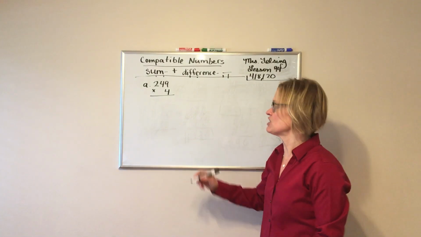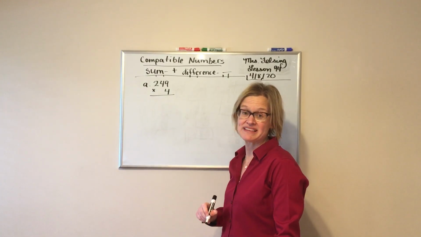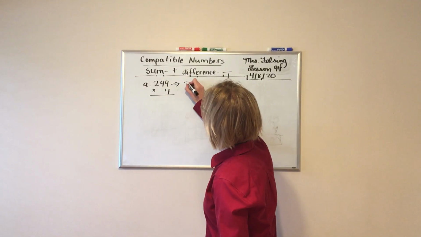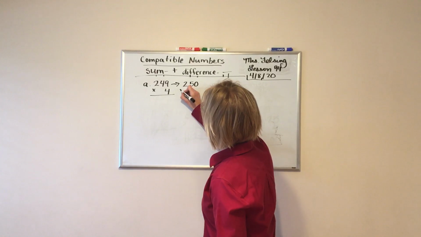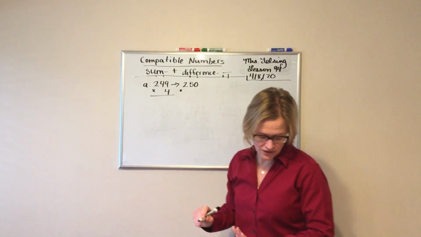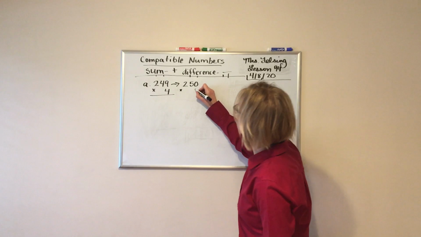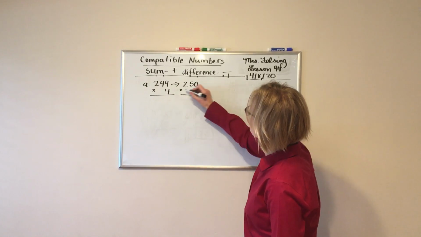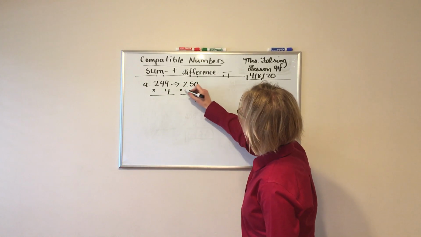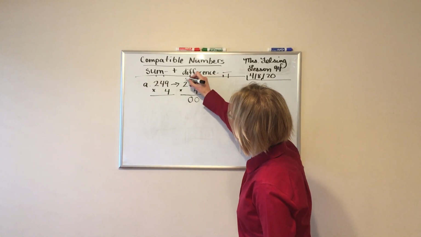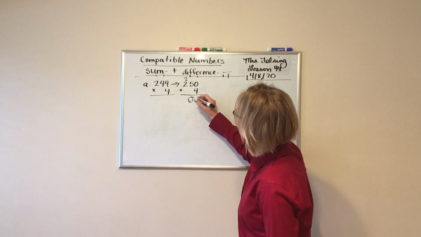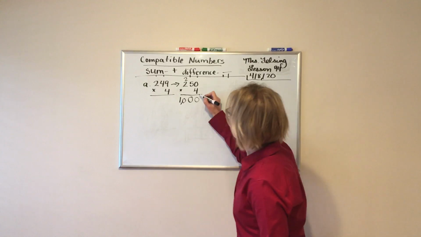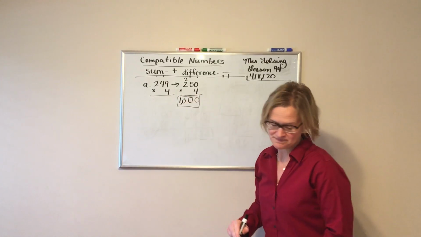Well, what can we change 249 to that would make things easier? Right away, I think, and you're going to write this down, 250, and we can leave the 4 as is. Just leave it alone, times 4. And then we're going to multiply. 0 times 4 is 0. 5 times 4 is 20. Put the 0. Carry the 2. 2 times 4 is 8. Plus 2 is 10, so 1,000. And that would be our estimate.